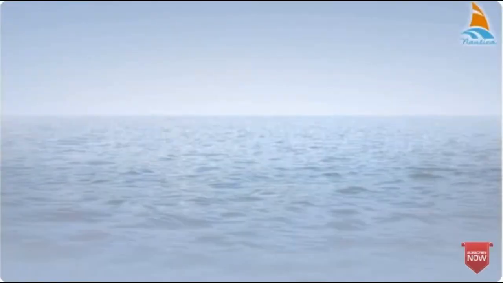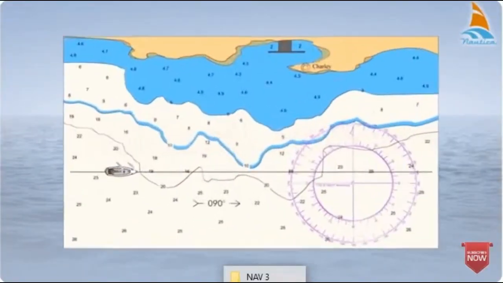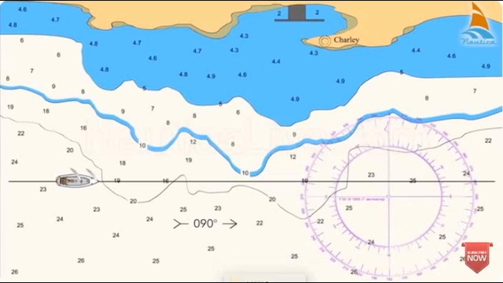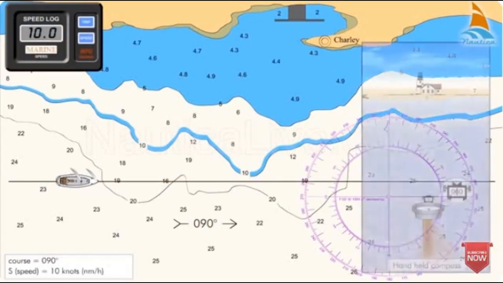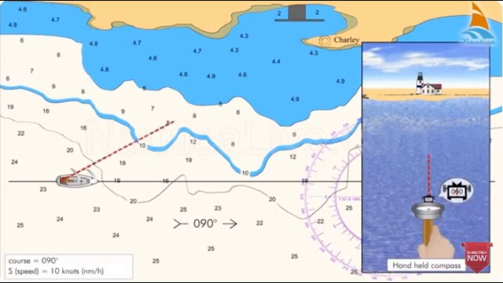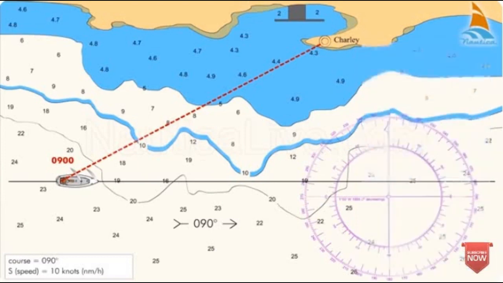Another method is fixing by doubling the angle on the bow, having in mind the properties of an isosceles triangle. This fix requires the first bearing to be less than 45 degrees from the bow. Assuming the course is 090 degrees and the speed is 10 knots or 10 nautical miles per hour, we take a bearing of 060 degrees of the Charlie radio tower at 0900 or 30 degrees from the bow.